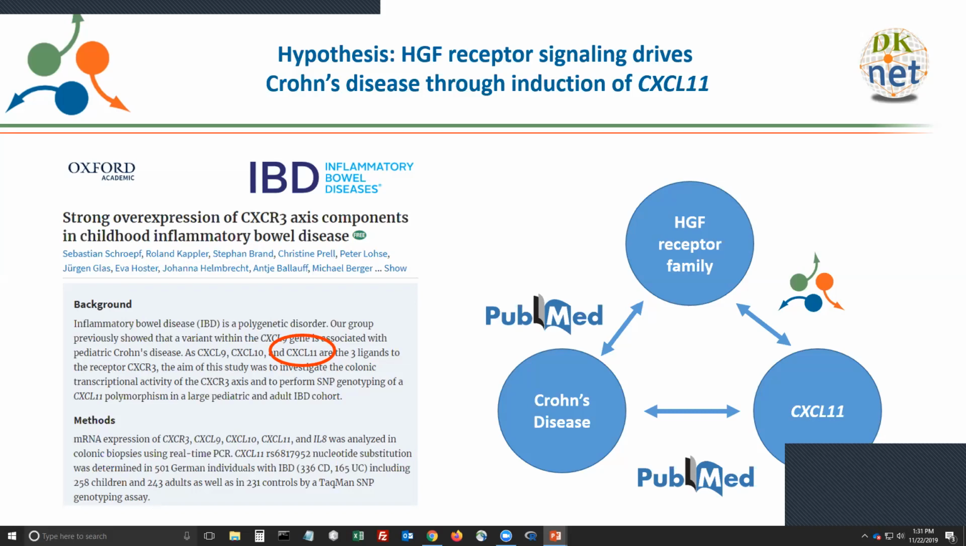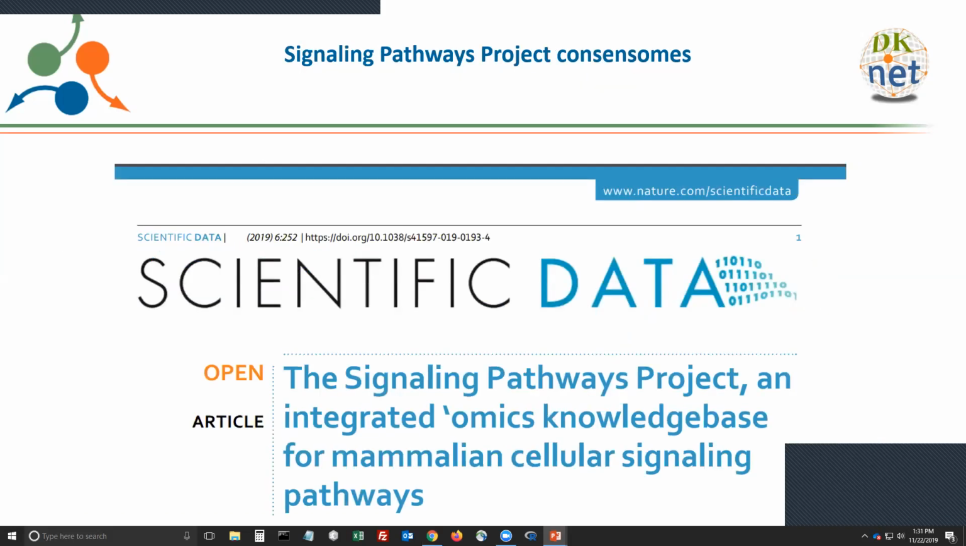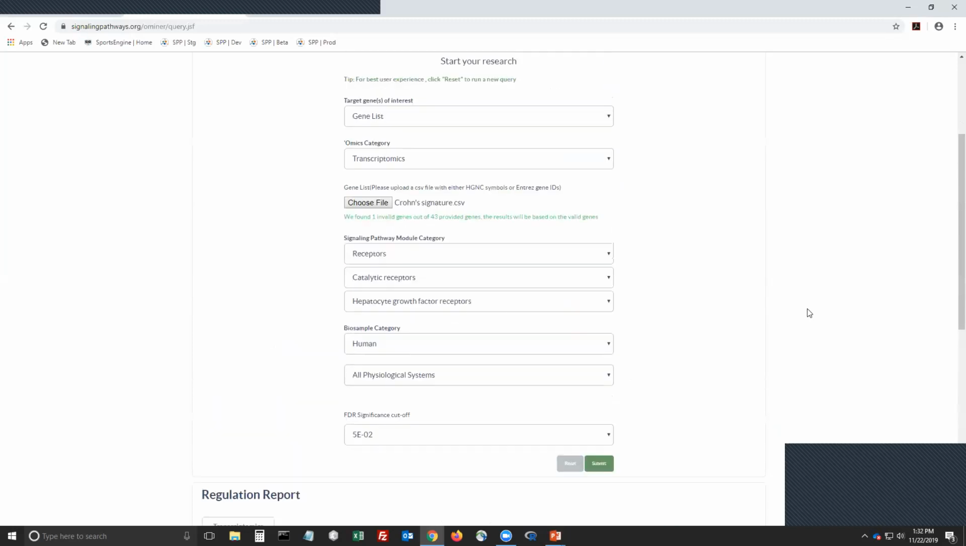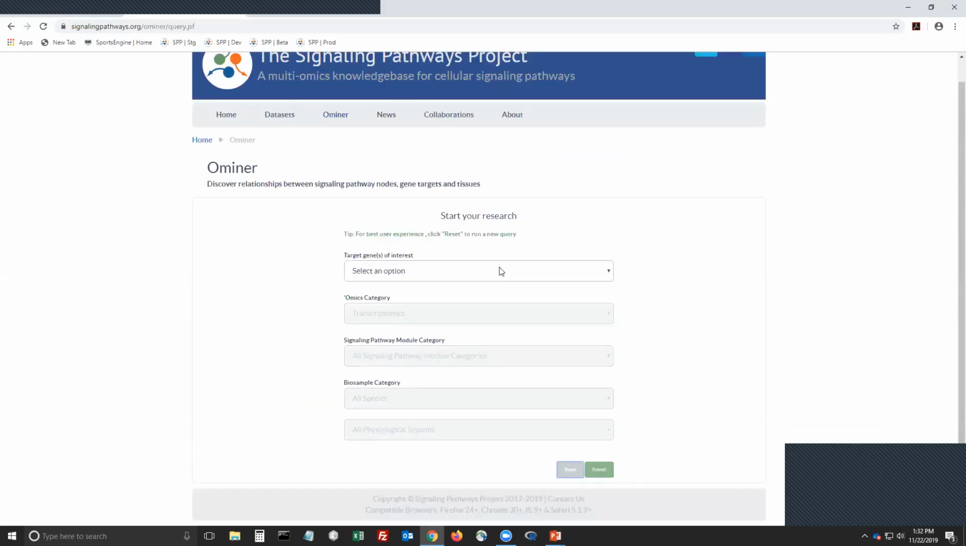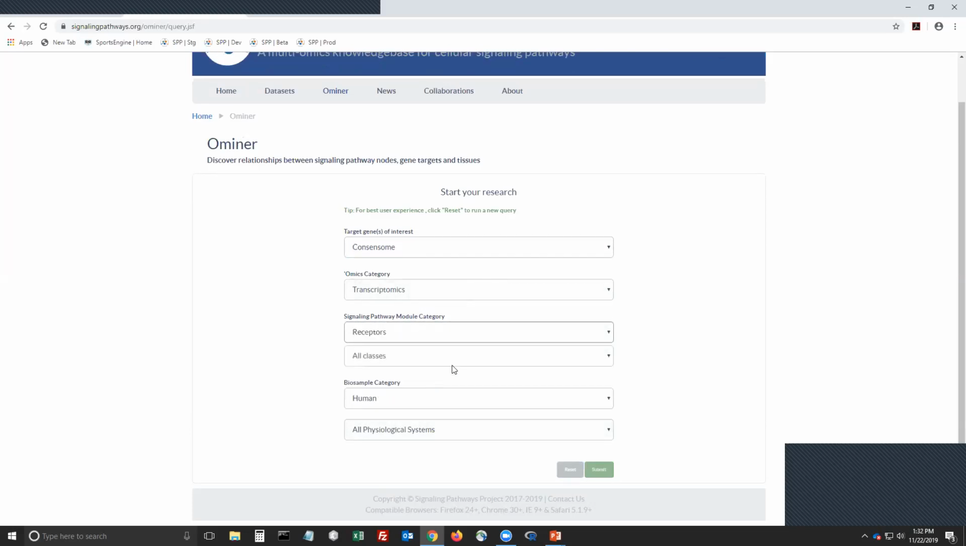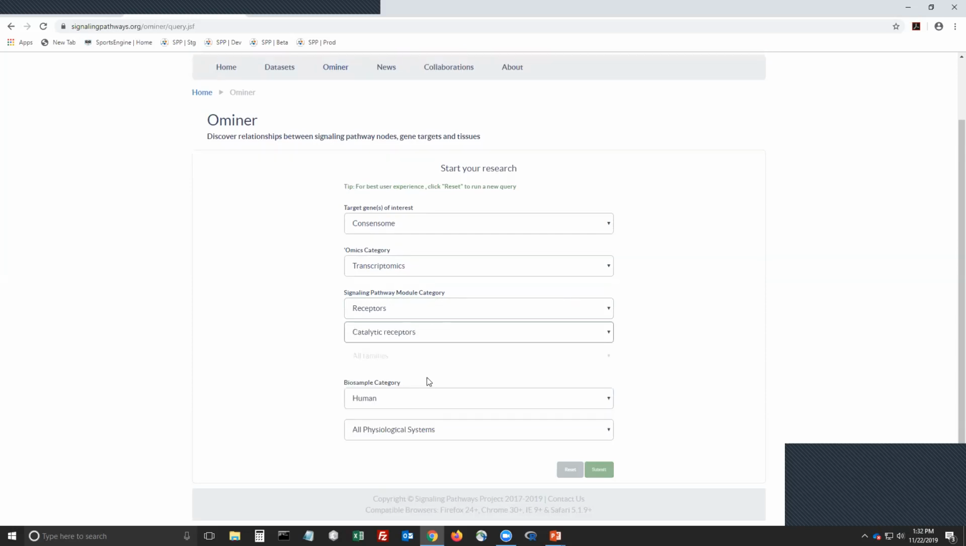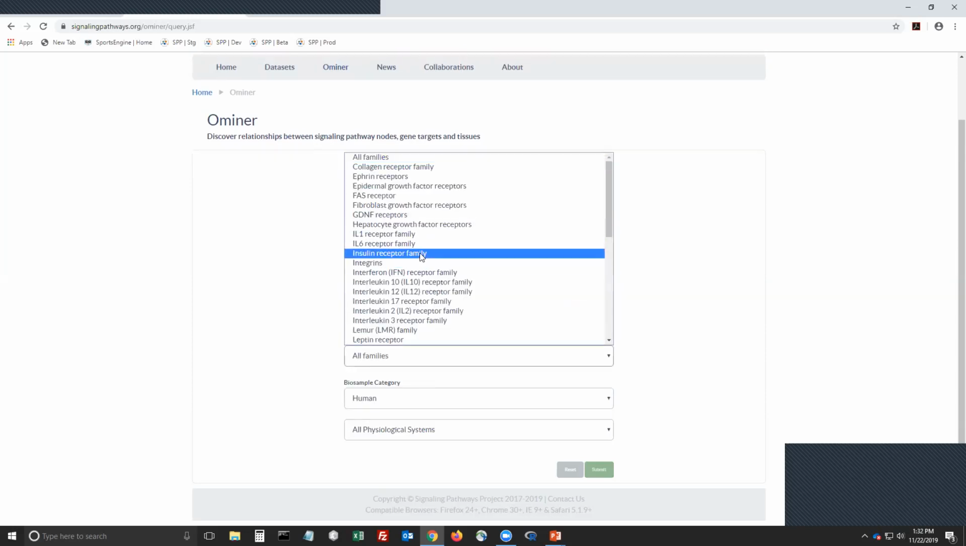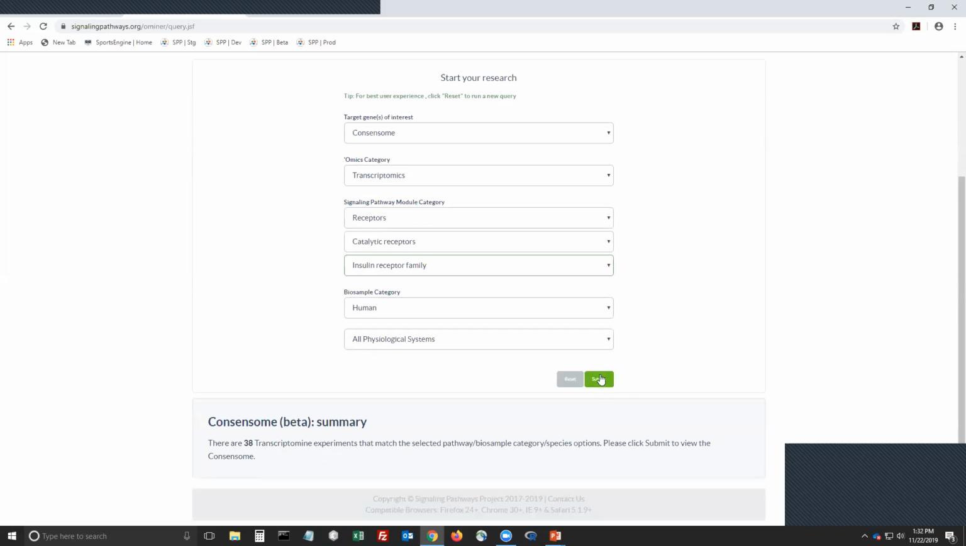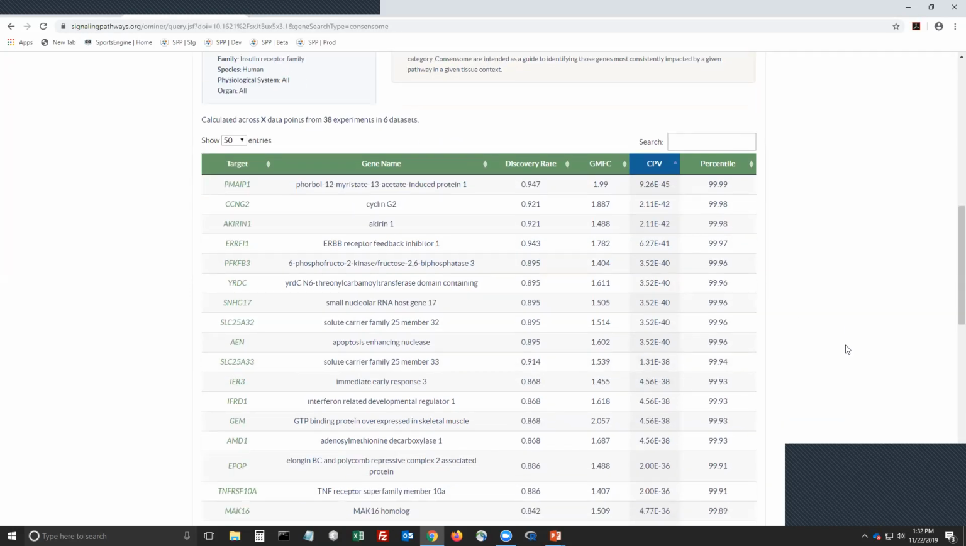Now, something else that we introduced in our recent paper was the concept of consensomes. What consensome analysis does is it surveys over all of the experiments that map to a specific node family. Using the example here, we're going to use insulin receptor. So we'll select consensomes, we'll select receptors, catalytic receptors, and the family of insulin receptor. We click submit, and we see our consensome report.